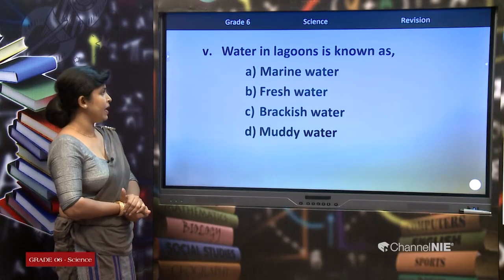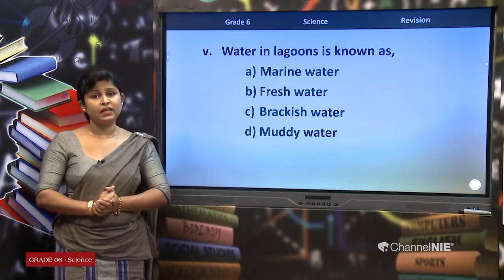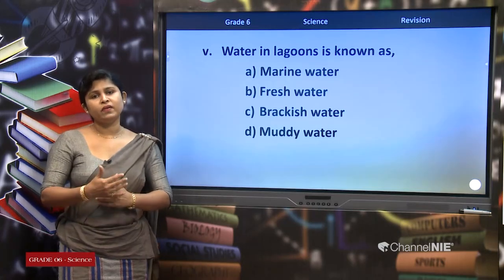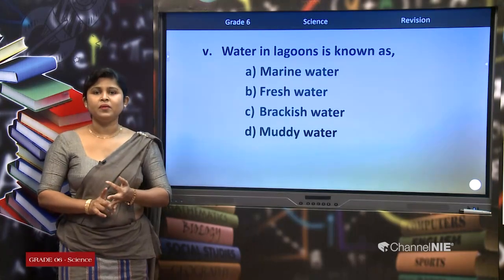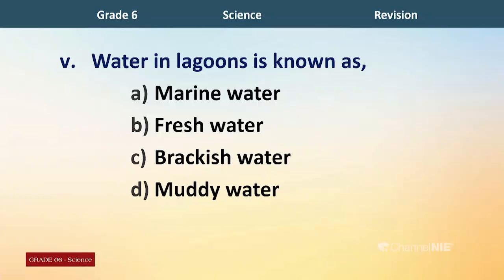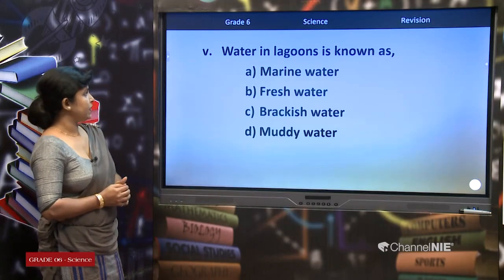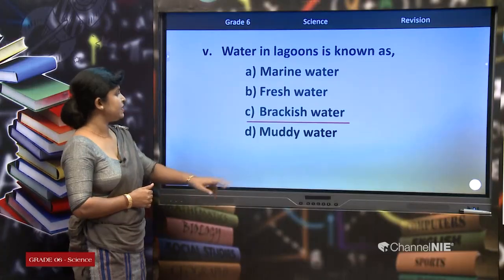Water in lagoons is known as marine water, fresh water, brackish water, and muddy water. When I started this question, I told you that the water can be divided into three types according to the salinity. According to the amount of salt dissolved in water, the water can be divided into three types: fresh water, brackish water, and marine water. Here, I have given you an answer like muddy water. That means the water that is mixed up with a large amount of soil particles. When we think about the answer, the water in lagoons is known as brackish water, because we can find marine water in sea and oceans. Fresh water can be found in lakes and tanks. Brackish water can be found in lagoons, and the muddy water can be found everywhere. Then the answer is C, brackish water.